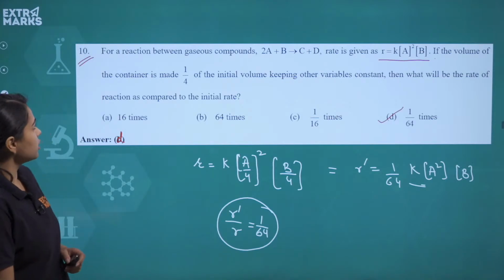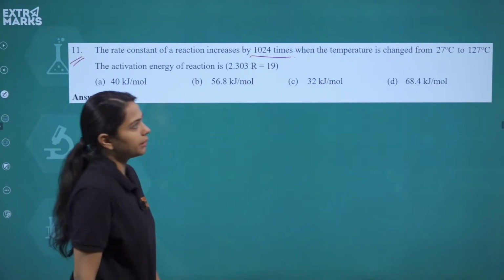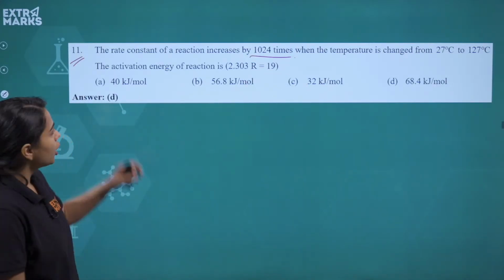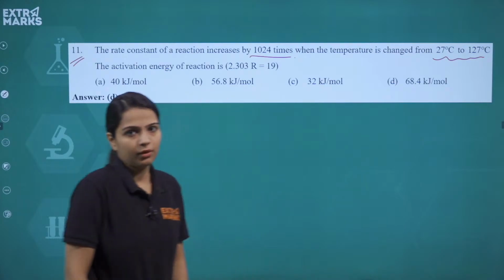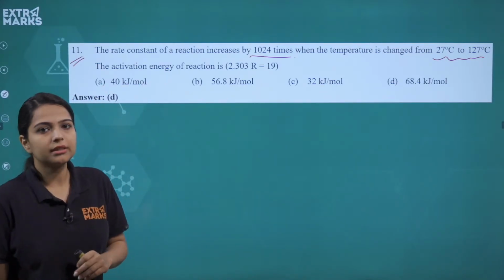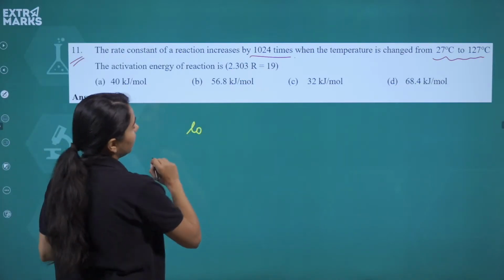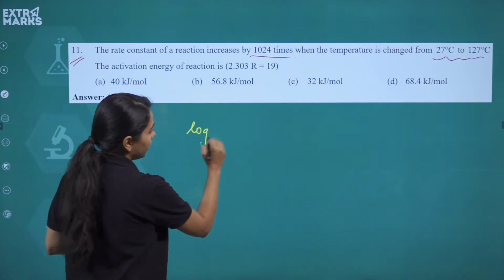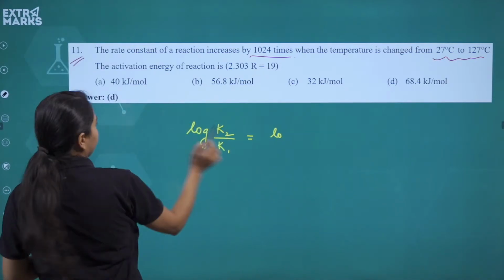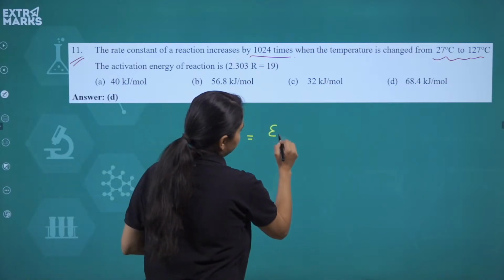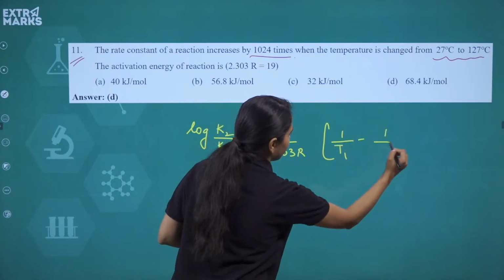Alright, next question number 11. The rate constant of a reaction increases by 1024 times when the temperature is changed from 27 degrees Celsius to 127 degrees Celsius. That is, temperature is increased by 100 degrees here. Okay. The activation energy of reaction is how much? So you have to find out the activation energy. Now, if I want to find out, basically, what is the equation? Log K2 upon K1 is equals to Ea upon 2.303 R, 1 upon T1 minus 1 upon T2.